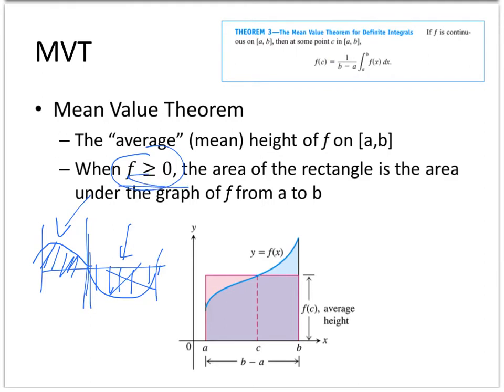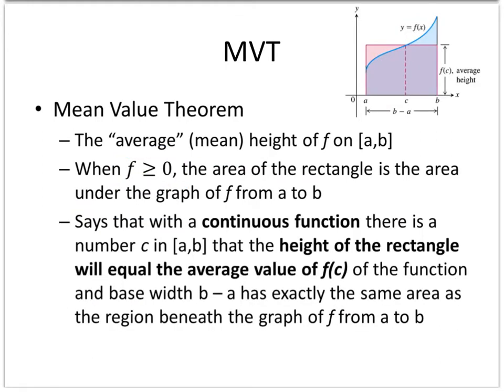We're saying if we're above the x-axis, then I can find my rectangle again, the area from A to B, and somewhere in here is going to be this C, which is going to be my mean height. And so this says, again, everything's wonderful if we have a continuous function. If I can get the height of the rectangle, then this will give me my average value. How do I find the height? I just evaluate it at that value of C. So that would be my f of C.